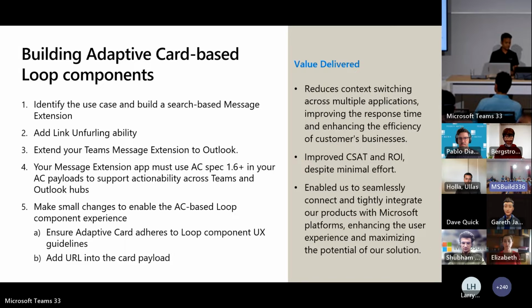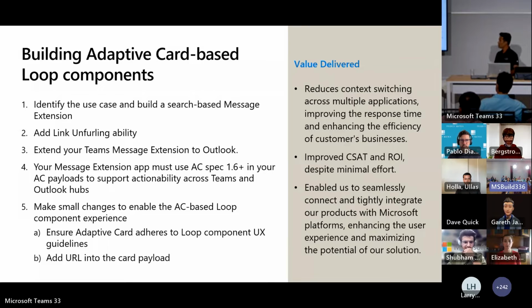To start building the adaptive card-based loop components, the first step is to identify the relevant use case where the business flows or productivity can be improved for your apps, and start building a search-based messaging extension. With this messaging extension, customers can easily search for your app's business information right from Microsoft Teams, and then share it and collaborate with the team members.